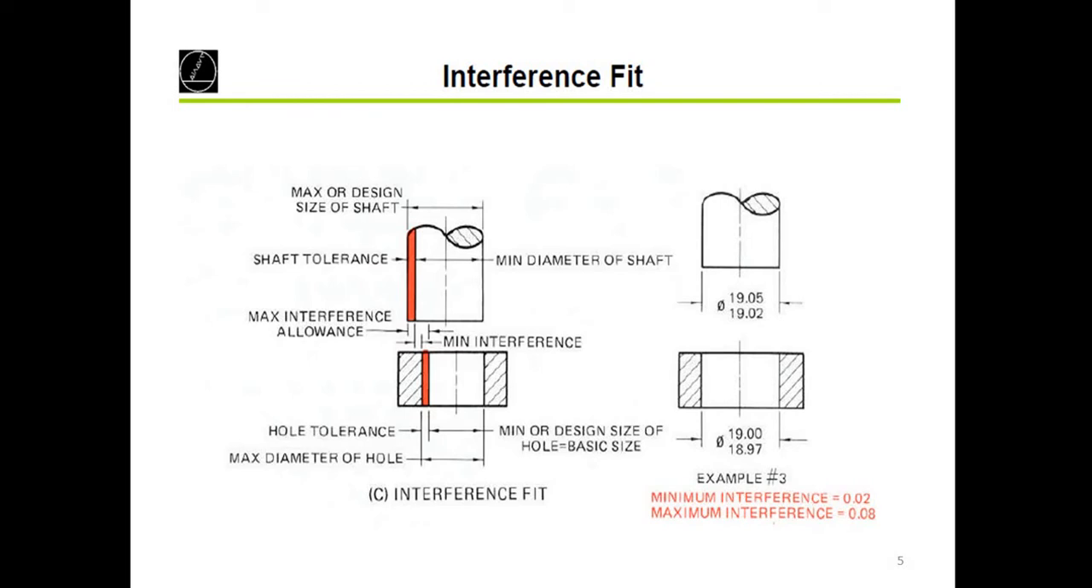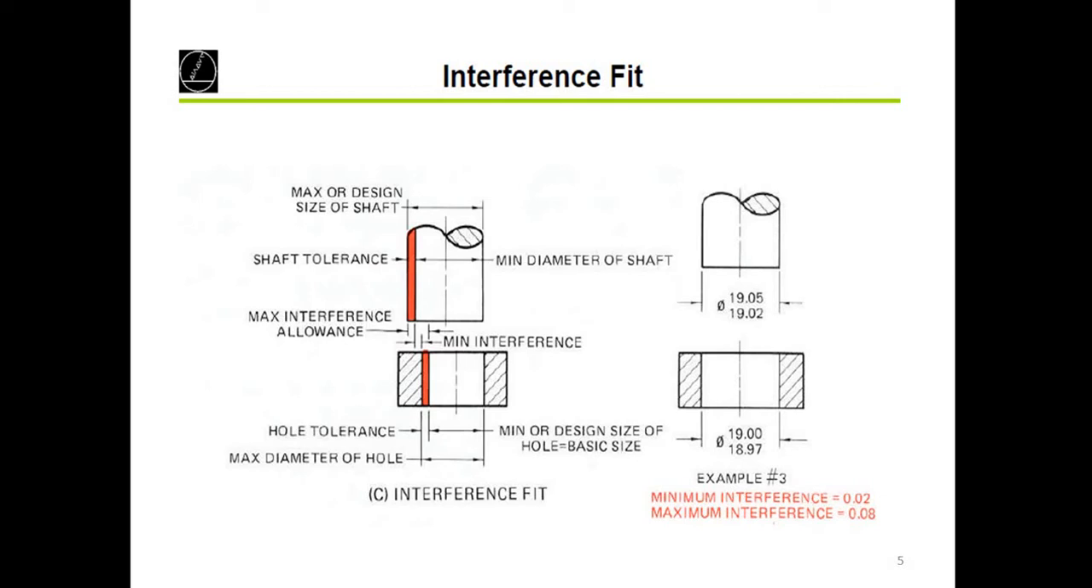Maximum diameter of hole, that is 19. It is always greater. So in this case, interference fit, that is press fit, takes place. One good example for press fit is fitting a bearing on the shaft, or a shaft mounted on the bearing.